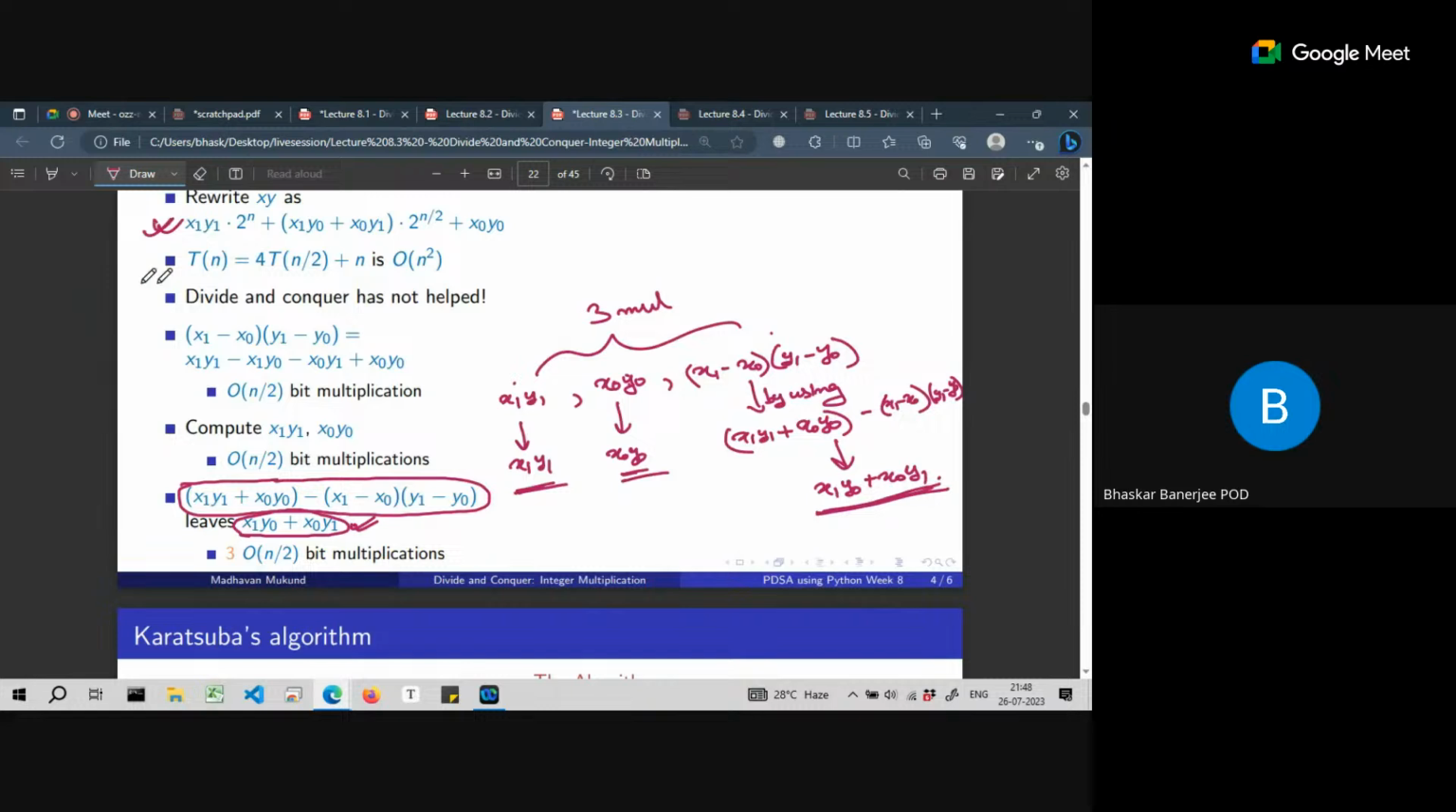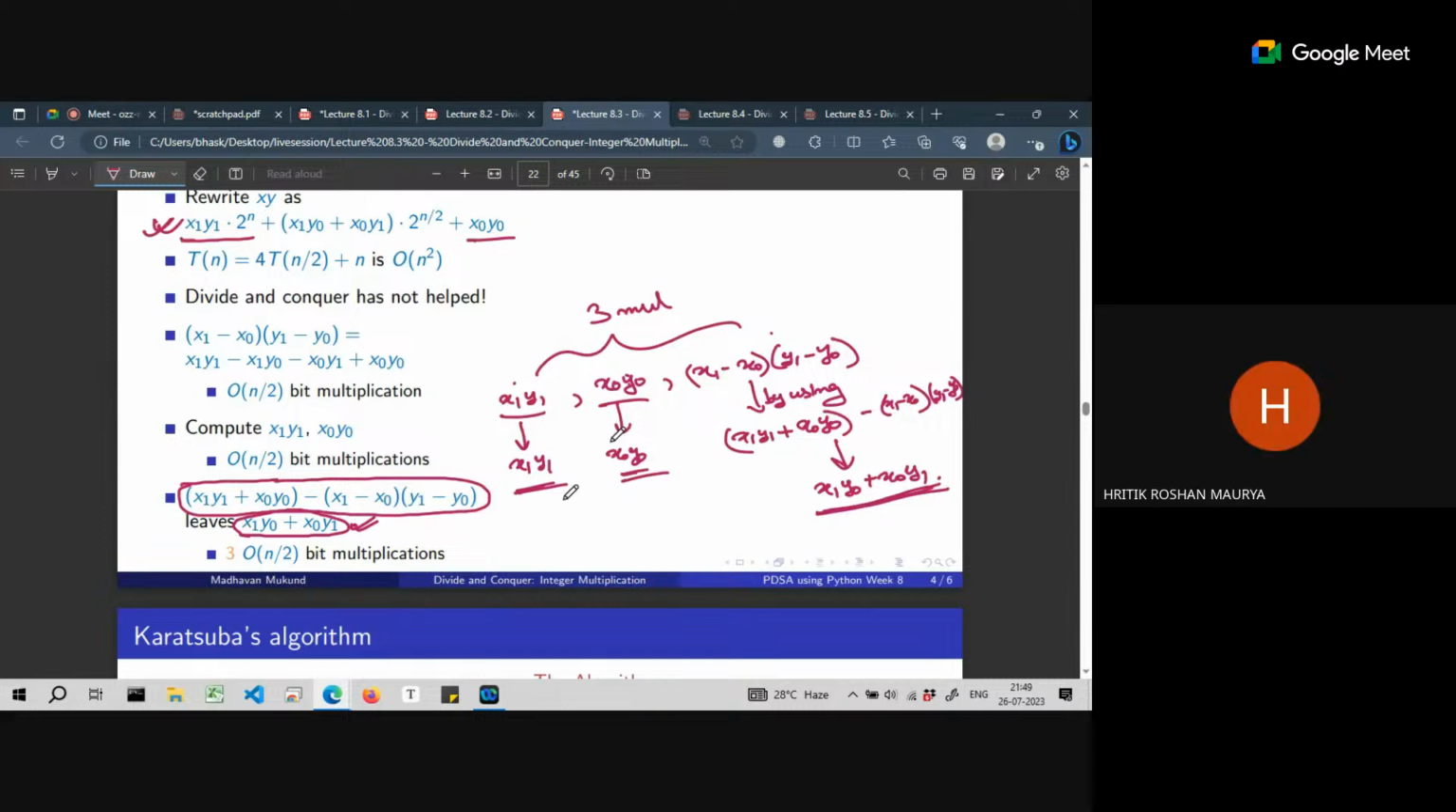So how can I get this term? x1 y1 and x0 y0 I can get directly, since I did the multiplication. So x1 y1 into 2 to the power n can be done. Sir, you brute-forced this in 3 ways, so why can we not do it in 2 multiplications? Tell me, how can you do it in 2 multiplications? You need x1 y1 and x0 y0, and both would be exhausted. You cannot do any further multiplication to find x1 y0 or y1 x0.